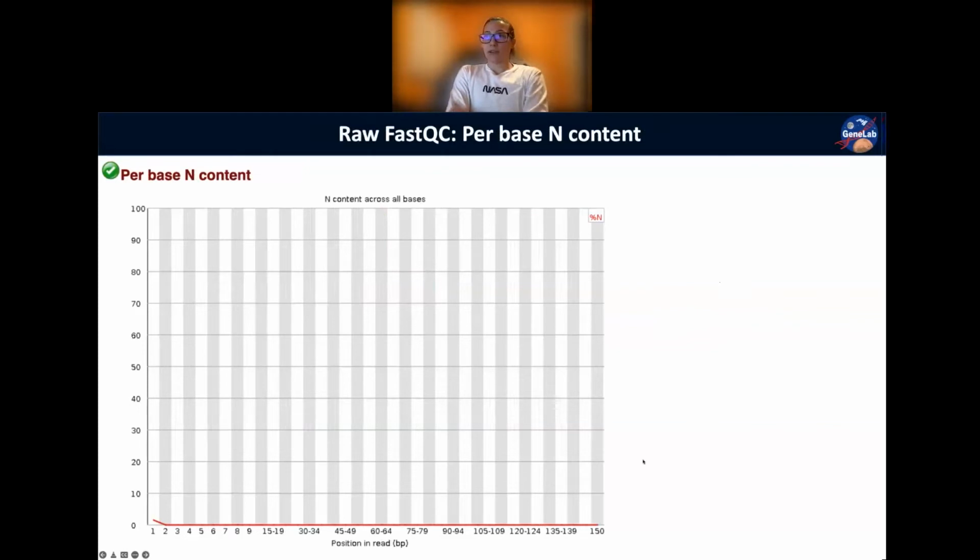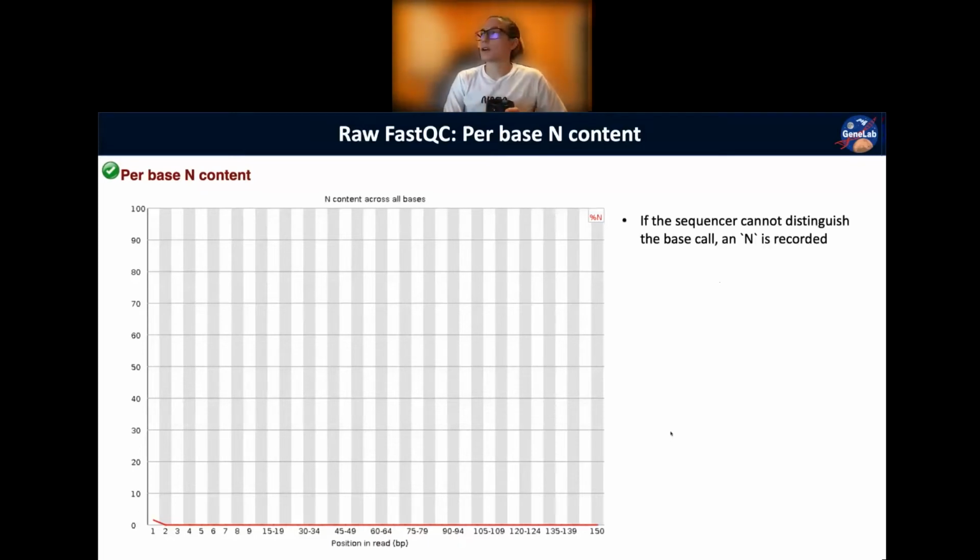The next graph we have here is the per base N content. Anytime the Illumina instrument, when it's doing the sequencing by synthesis, is not confident in a base call, it will report an N. So a couple of questions here. Things that cannot be distinguished in the base call are recorded as N. How often was a base unable to be called in these reads? A lot, a little?